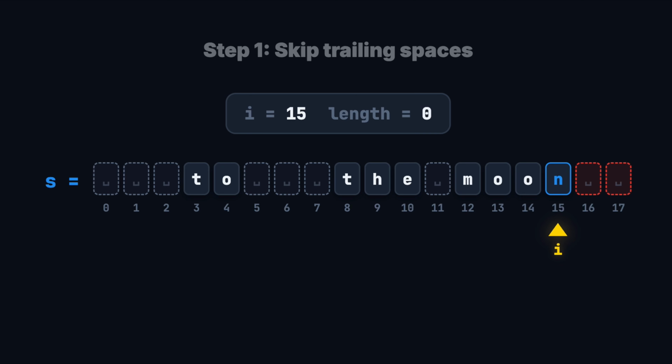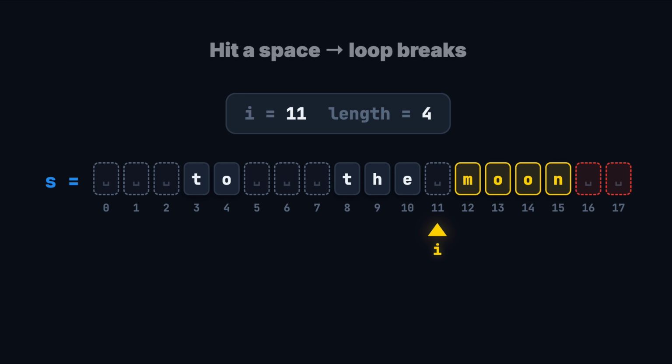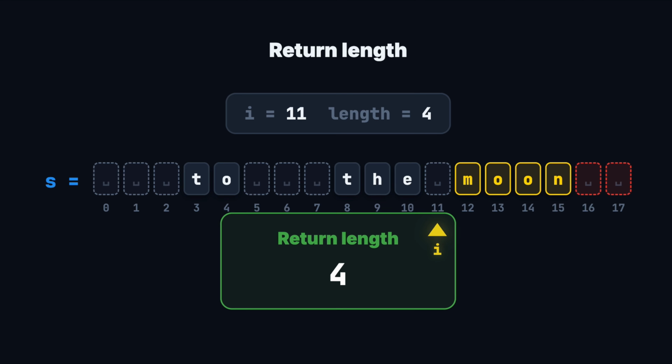Now, we can start counting its characters as we keep moving left, and we do it till the word ends. And when does that happen? When we either hit another space or reach the start of the string. So after hitting N, we increment the count to 1. Moving left, we hit O, O, then M. Our count is now 4. The next character is a space, so we stop and return 4.